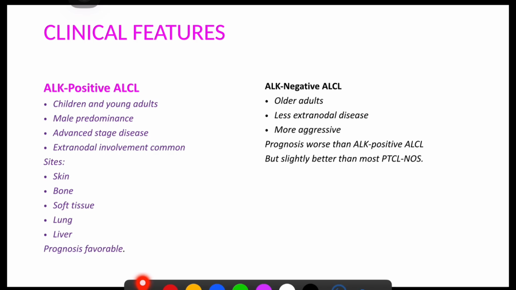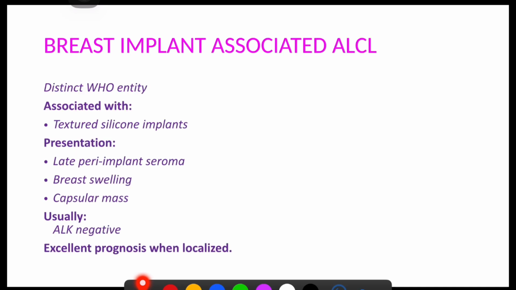Clinically, ALK positive ALCL presents in a child or young adult patient, male predominance, advanced stage disease, and extranodal involvement is common. Sites most common are skin, bone, soft tissue, lung, liver, and prognosis is favorable. ALK negative is most common in older adults, less extranodal disease, more aggressive, and prognosis is worse than ALK positive ALCL, and it is slightly better than most PTCL NOS type.